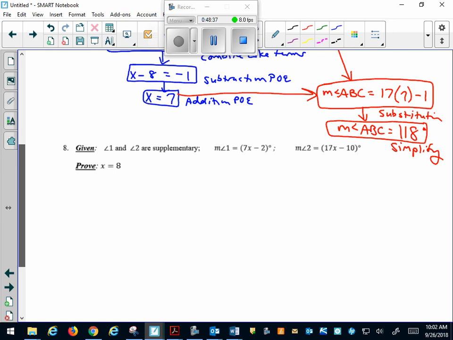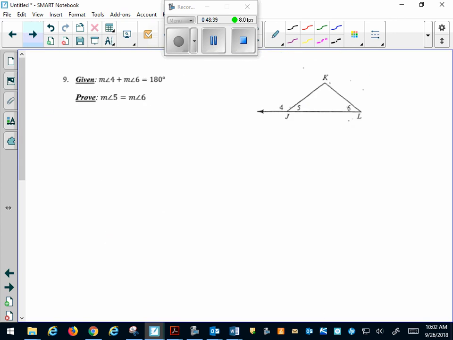I'm actually going to skip to the back. I think we only have time to do one more here. So we're going to start with our flow chart. Let's just write this out. Measure of angle 4 plus measure of angle 6 equals 180. Given. And that's our only given.